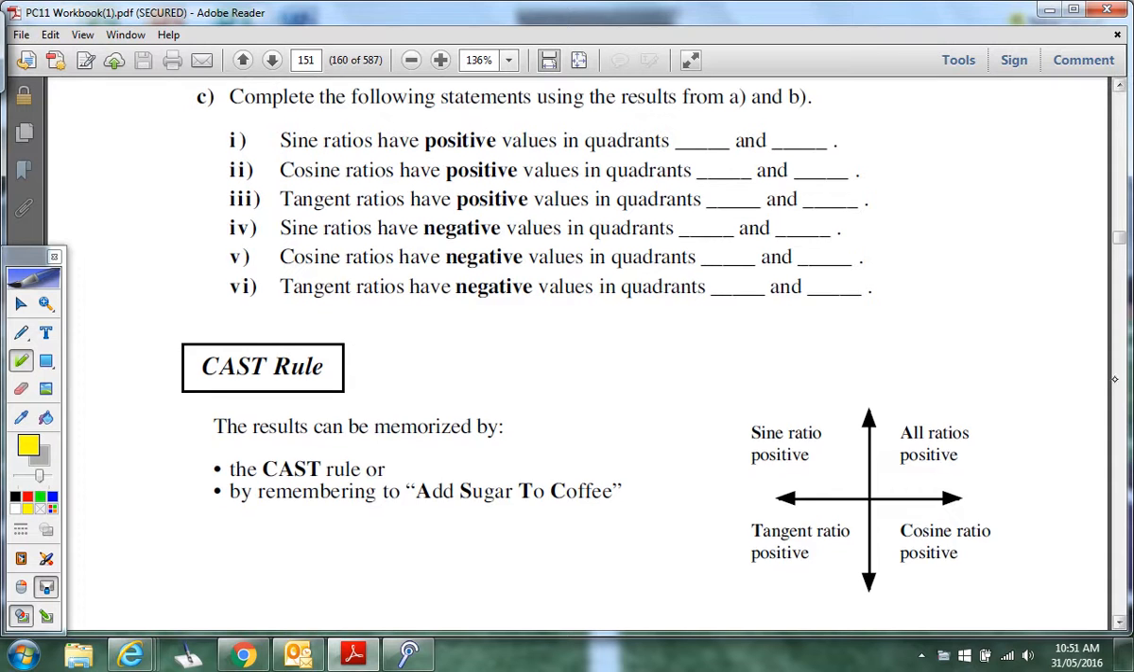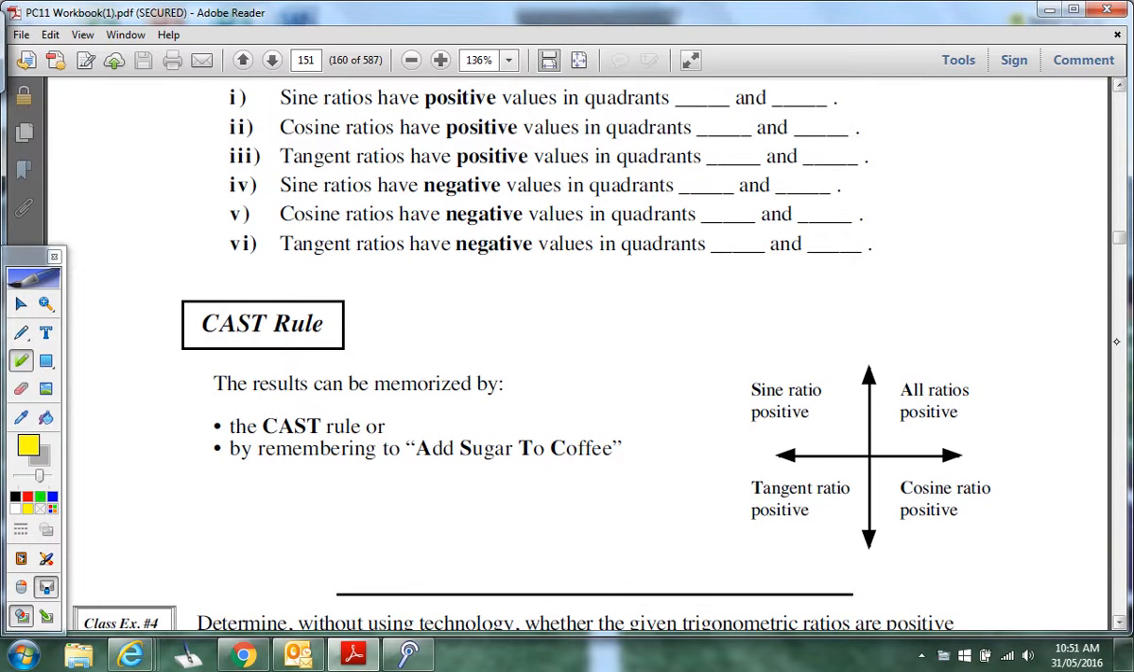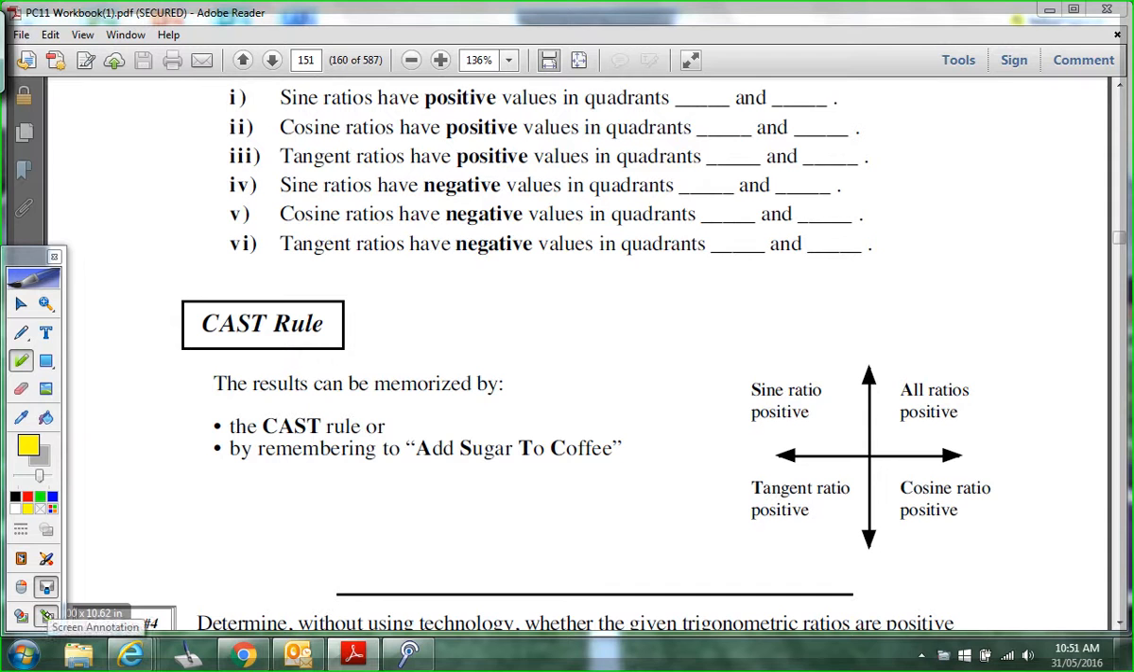All right, so to finish these out here, sine ratios have positive values in which quadrants? So where is sine positive? Sine is positive in 1, and which one? CAST, 2. Sine's positive in 1 and 2. Cosine is positive in 1 and then 4. Tangent, 1 and 3.